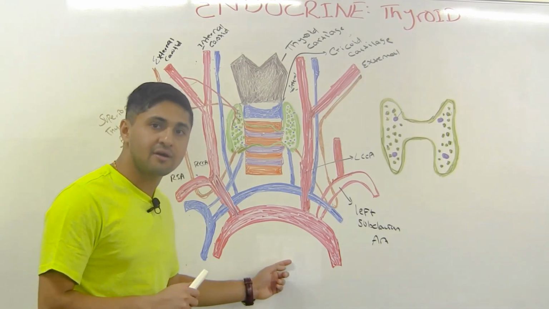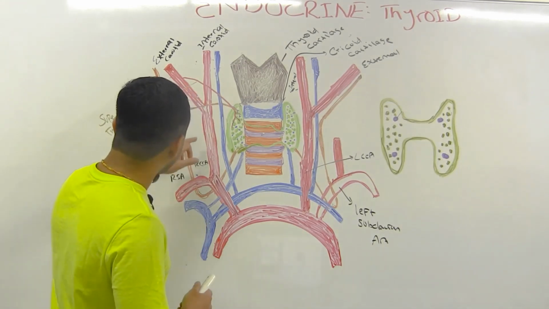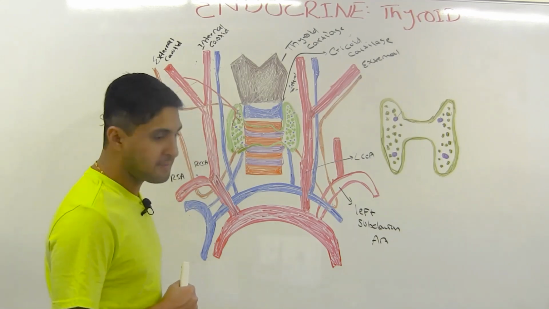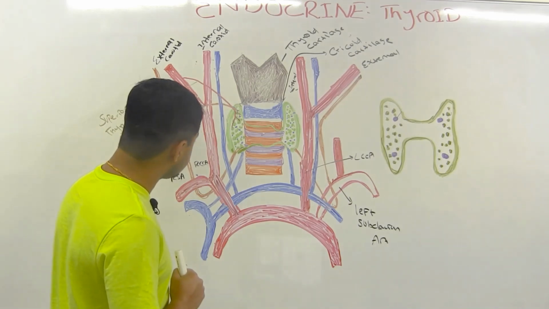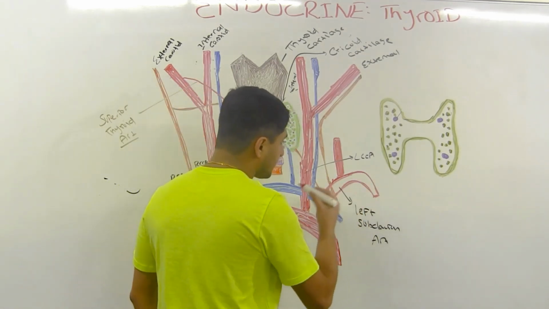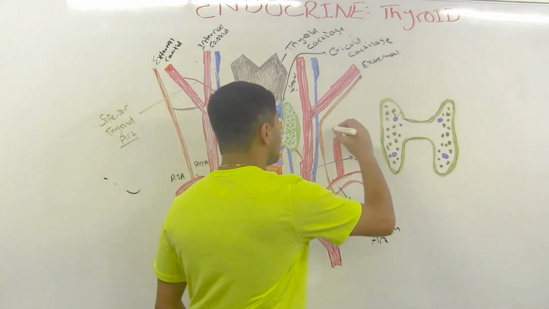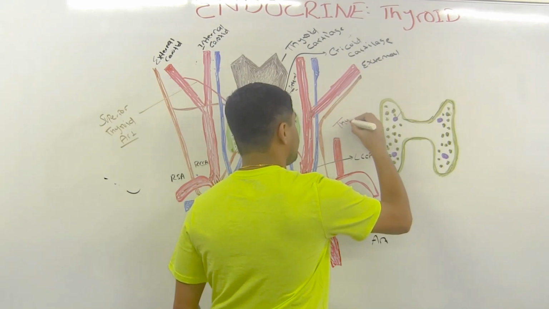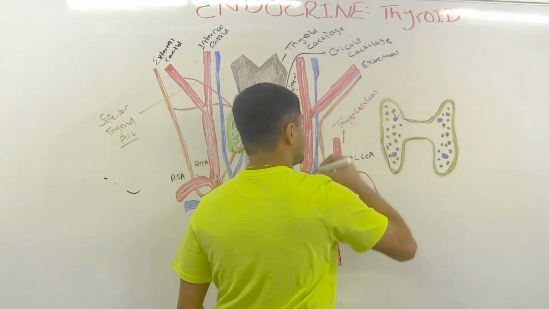And where is the inferior thyroid artery coming from? That's what we talk about, right? The inferior thyroid artery is not coming from the external carotid artery, and it is not coming from the internal carotid artery. It is coming from, if you see here, this left subclavian artery. This subclavian artery gives one branch called the thyrocervical trunk, and I label it like this.